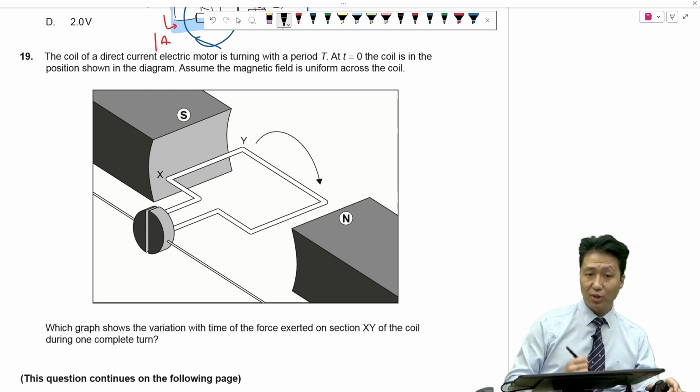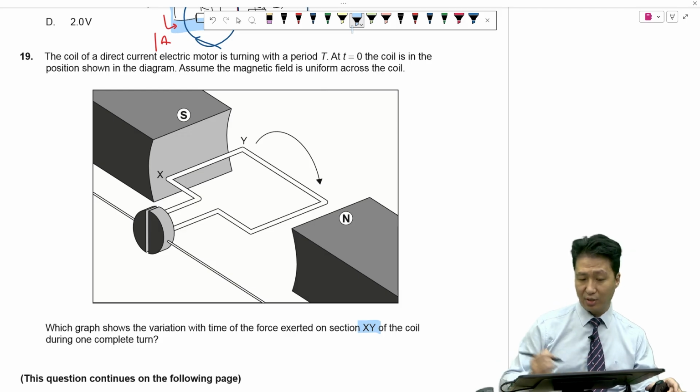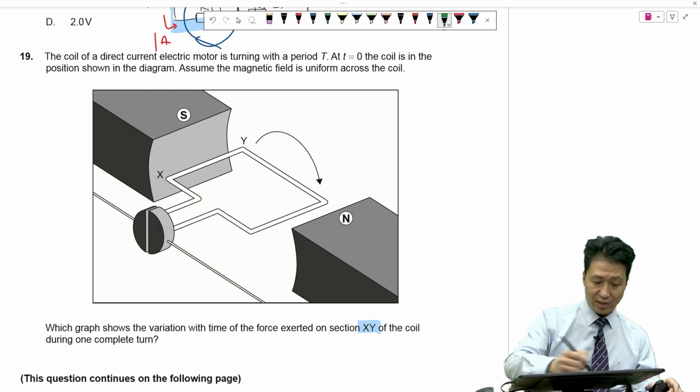It reads, the coil of a direct current electric motor is turning with a period of T. At t equals 0, the coil is in the position shown in the diagram. Assume the magnetic field is uniform across the coil. Which graph shows the variation with time of the force exerted on the section XY of the coil during one complete turn? Okay, first, let's assume the current is running this way.